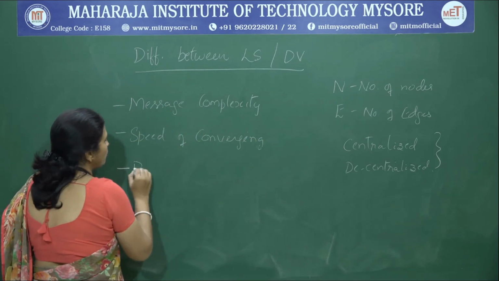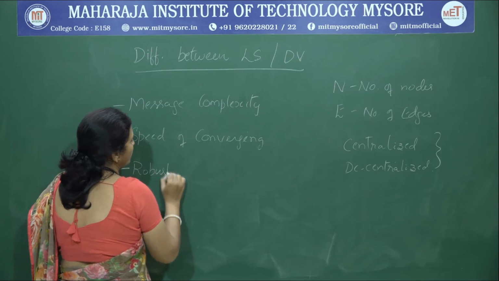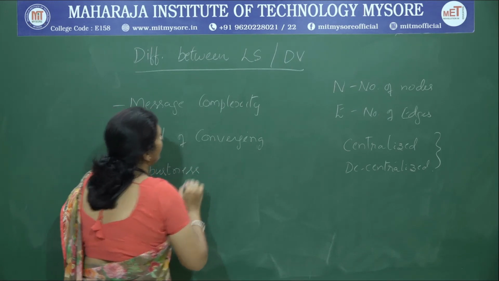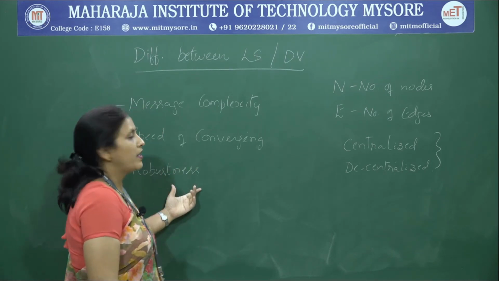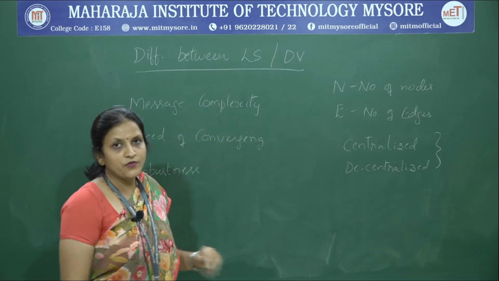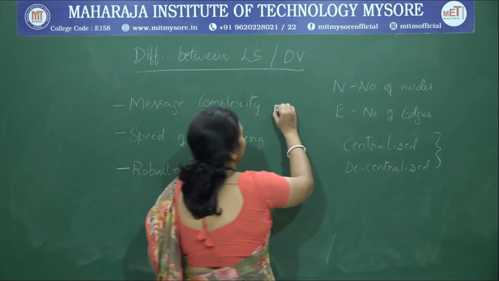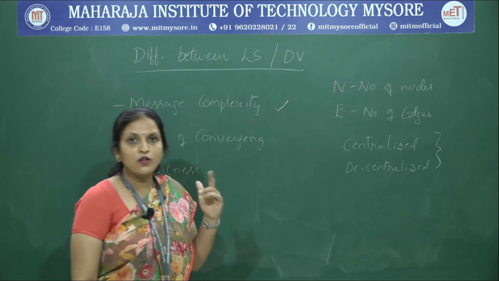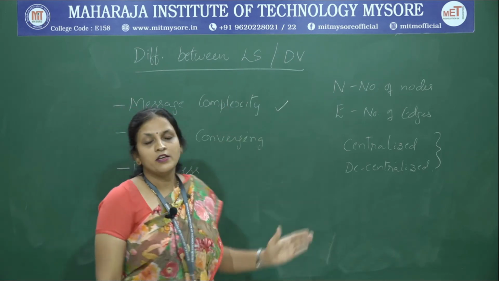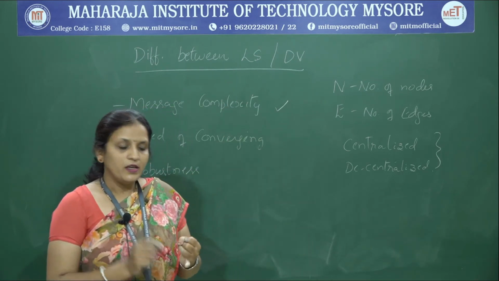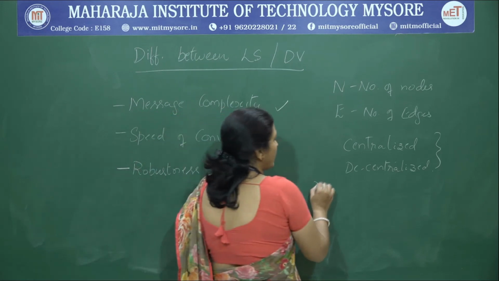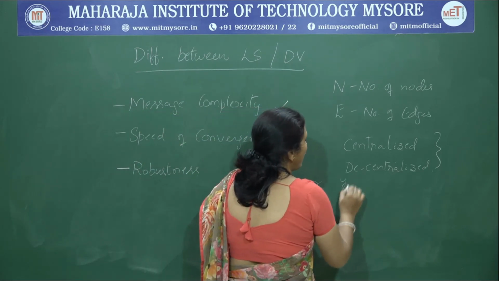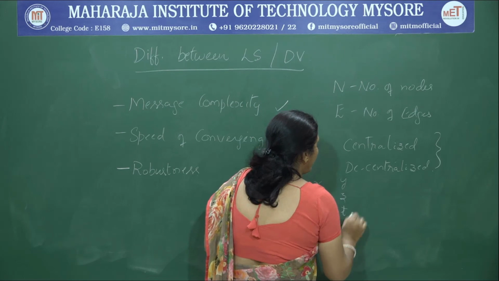Third one is robustness, which is more robust. Okay. So, considering these 3 criteria, we are going to discuss the difference. Let us consider the first one, the message complexity. As we all know, in case of link state routing algorithm, if we start from one source, say X, we will be having Y, Z, T, U.